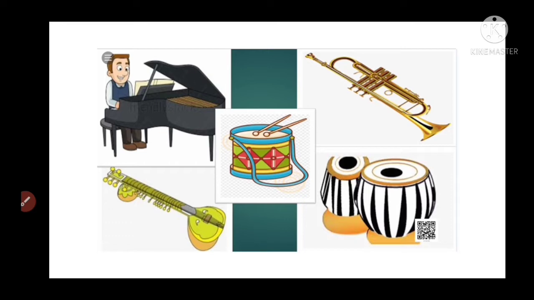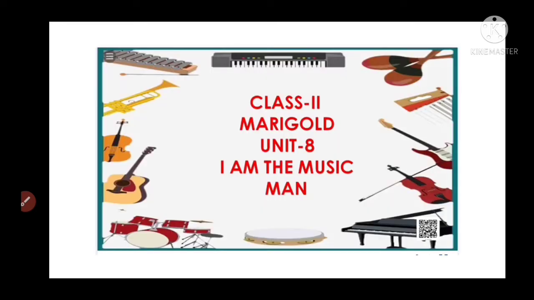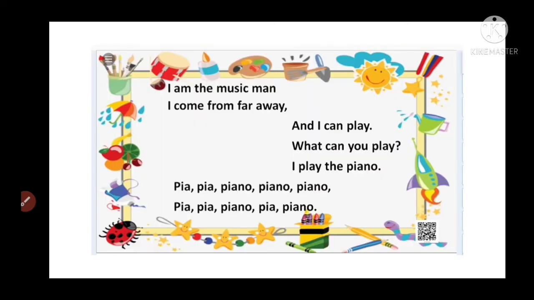I also don't know how to play these, but we can meet a person who can play two objects from these. One is piano and second is drum. Let us meet that person. And that person is the music man. Let us meet the music man. And the music man comes with these words.